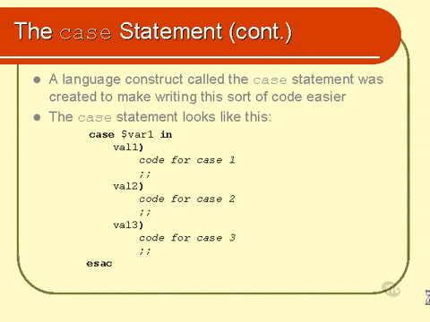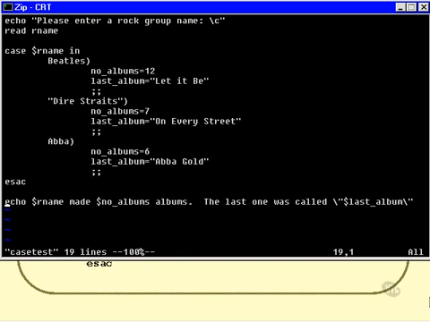Finally, when you've exhausted all the options, you put ESAC, which is case spelled backwards, just like fi is if spelled backwards. So let's see an example of the case statement in action. Here's a little script called case test, and as you can see, we ask for a rock group name to be entered. We read in the name and then we compare that name with 3 different values. Those three values can have spaces in them, as you can see with the second example, Dire Straits.